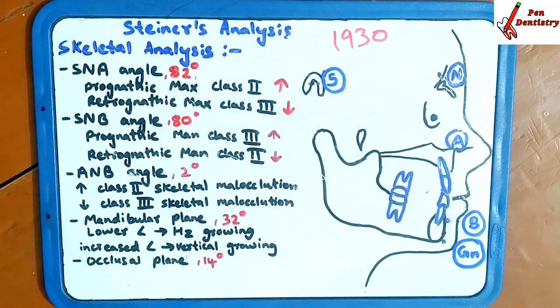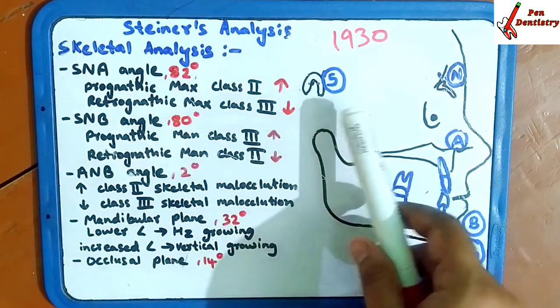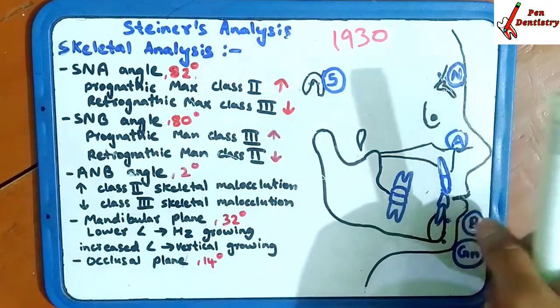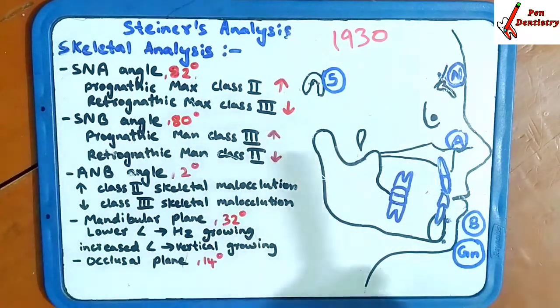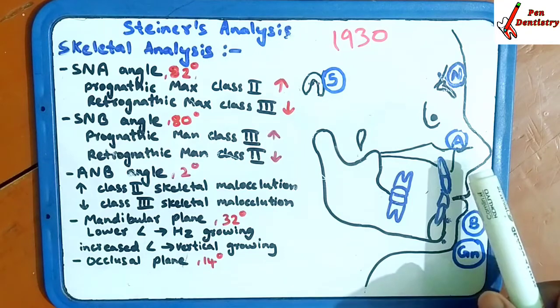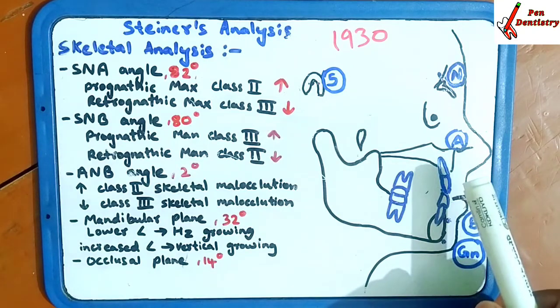Now we will go for the skeletal analysis. The first one is the SNA angle. He has given the SNA angle. What is SNA? S is sella, N is nasion, and A is the point A.